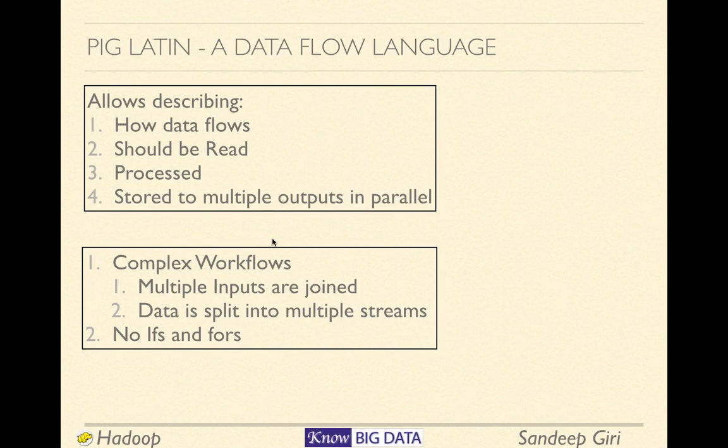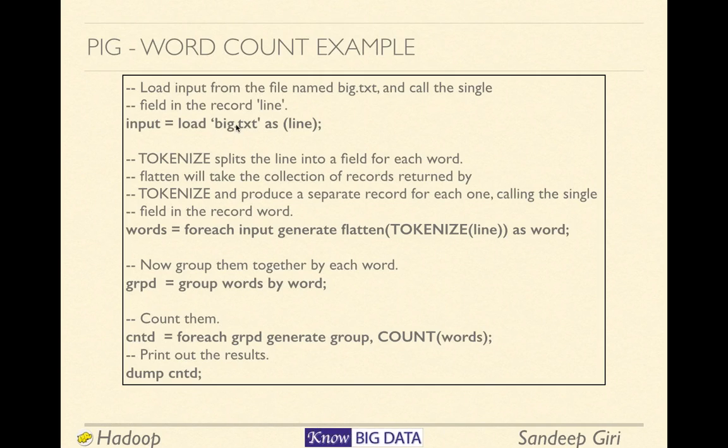Pig Latin is basically a data flow language. It allows you to describe how your data is going to flow. The way we said here, the data flows from big.txt into input, and from input we read line by line and tokenized it. Then the data went into words, and then we grouped the words, and data got into grouped, and from grouped we iterated and got here, and after that we said dump this, and then we got the output.